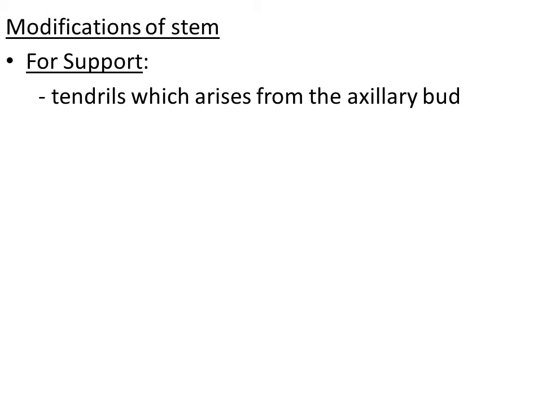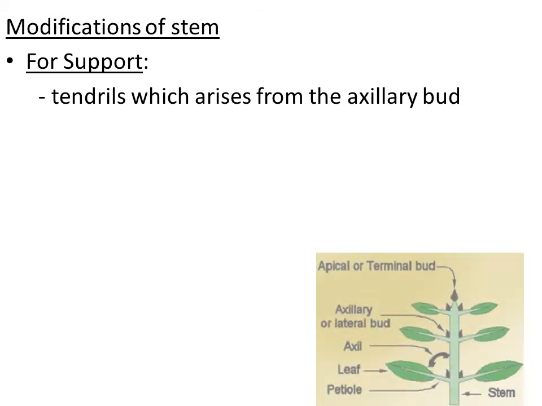So buds are nothing but the growing regions of the stem, right? Some buds are present in the axillary region of the plant. Those buds are called axillary buds. You can find in the diagram, in between the stem and the base of the leaf, the small growing buds. Those buds are called axillary buds.